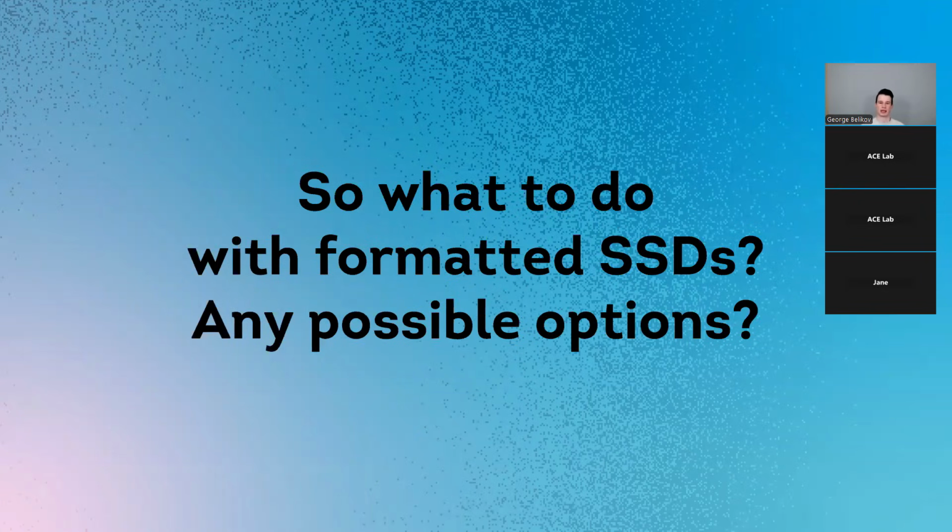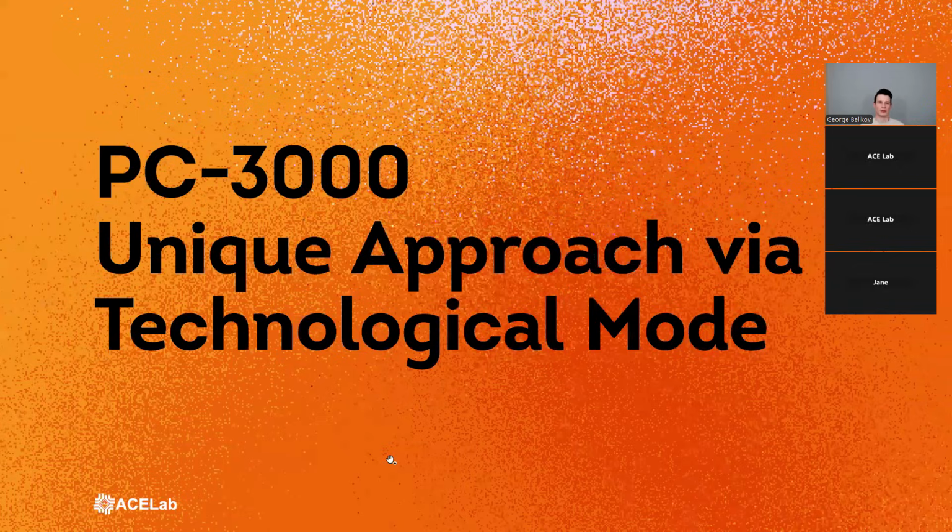So what to do with formatted SSDs? What are the possible options? Because right now, on paper, it doesn't look good, because even the SSD itself thinks that it has zeros. Even the SSD itself on the low firmware level thinks that there is no more data available for us as data recovery engineers. So what are our options? What can we do? How can we deal with such cases? The answer is well known. It's the PC3000 unique approach via technological mode.